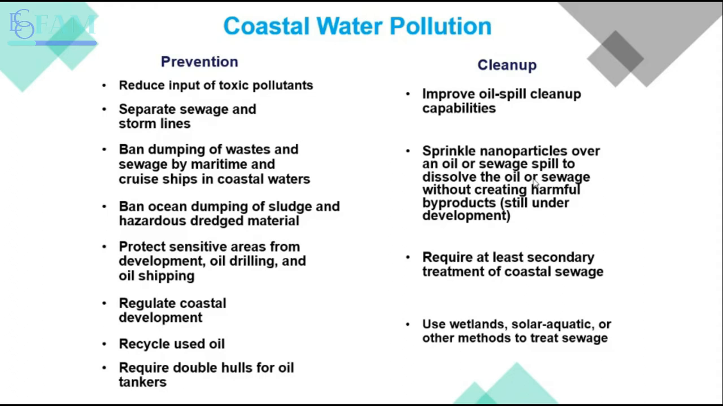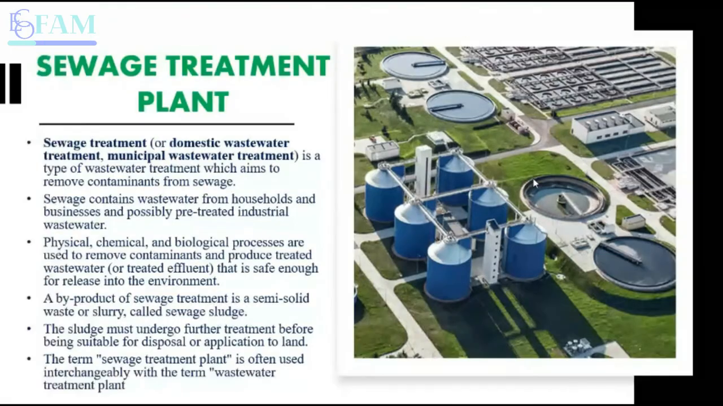There are some methods of wetlands. Wetlands are water bodies which have water in some part of the year. Like Dal Lake is a wetland, Vular is a wetland, Hokarsar is a wetland. There are n number of wetlands. So these wetlands can act as buffers. They can filter the pollutants before they find their entry into the oceans. So these were some methods of how we can prevent and clean up ocean pollution.